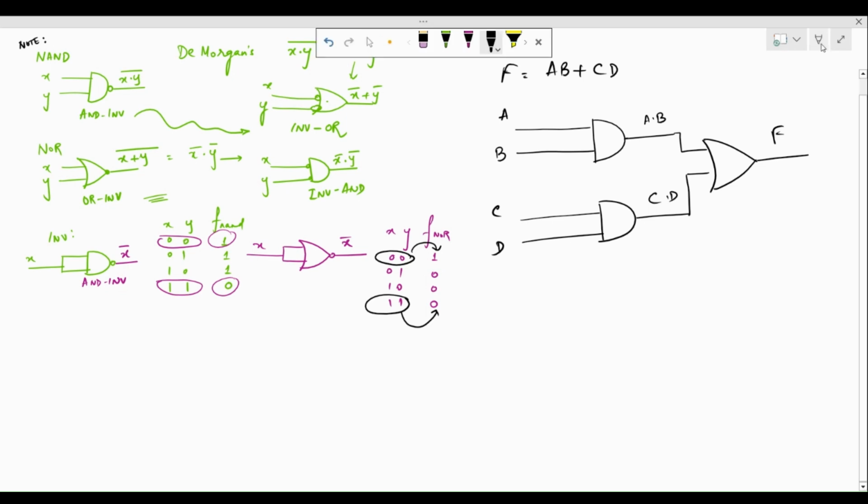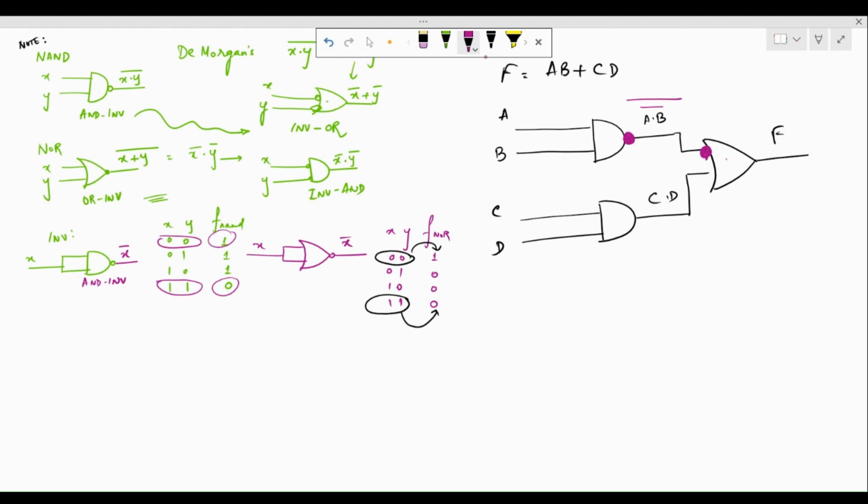To do that, I need to understand that this AND gate can be converted into a NAND gate by introducing an inverter at the output of the AND gate. But in that case, this output, which was A dot B, would now become (A dot B) bar, which is something we don't want. We don't want the expression to change. So to nullify that effect, we can introduce another bubble at the other end of this wire.